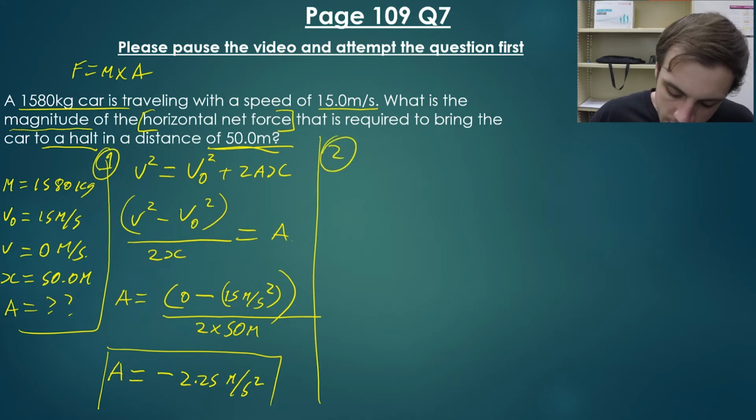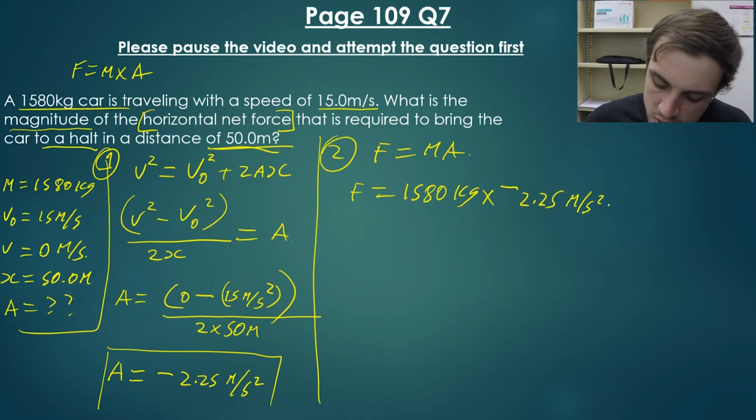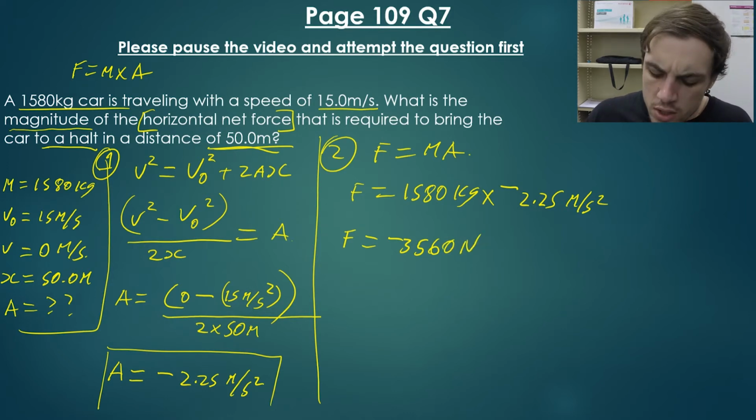Part 2 is we can now use our acceleration in our F equals ma equation. So our force is going to equal the mass, which is 1580 kilos, multiplied by the acceleration, which is negative 2.25 meters per second squared, which means that the total force is going to be negative 3,560 newtons. So what does that mean?